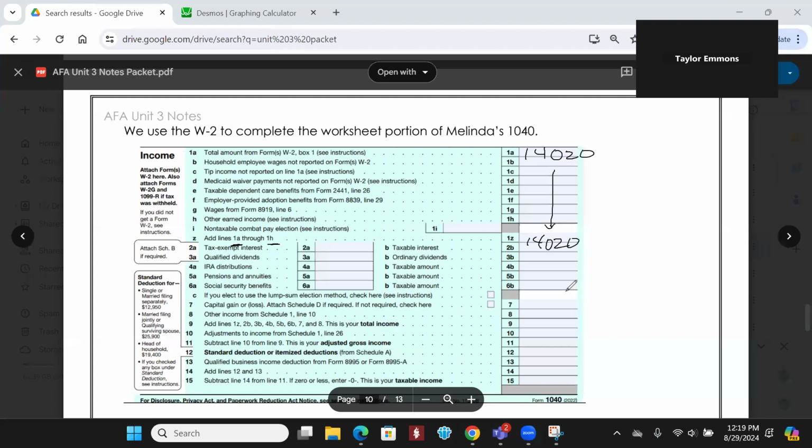Okay, look at line 11. Line 11 says subtract line 10 from line 9. This is your adjusted gross income. So right now, she's just a kid. So she made 14,020. And then standard deduction or itemized deduction. So look back at her W-2. Were there any deductions that she had going on? What deductions did she have going on?